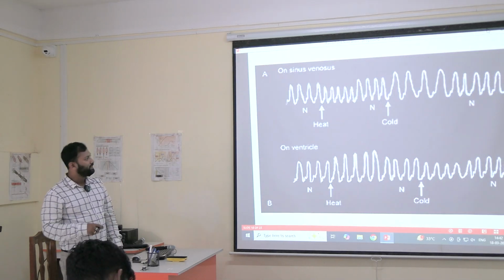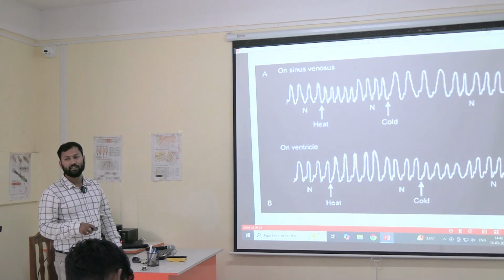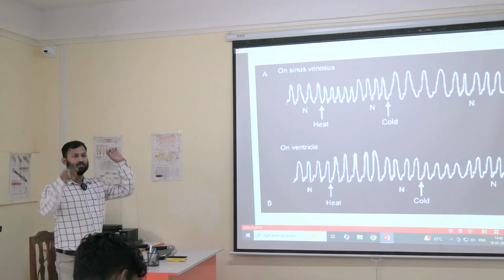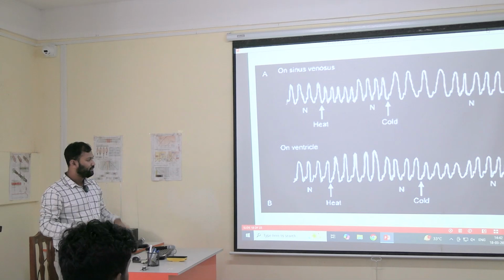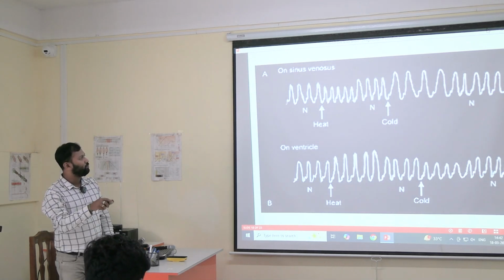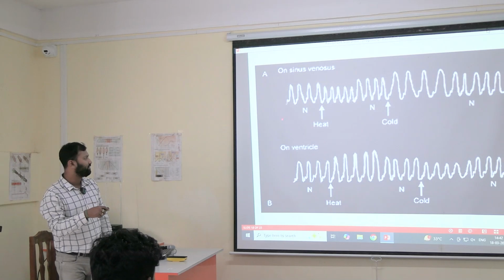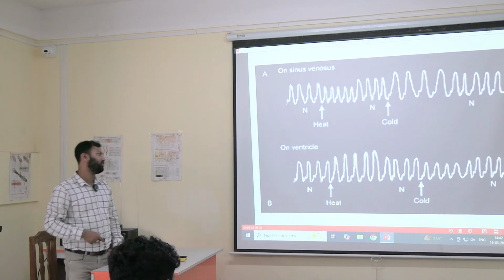So there is a graph which will be showing the effect of heat and cold. We are doing the experiment the same way. We are putting the frog in a Ringer's lactate solution, and the same things we are doing. And you do not need to learn the sinus venosus. You only need to learn the effect on the ventricle. Just concentrate on this part.